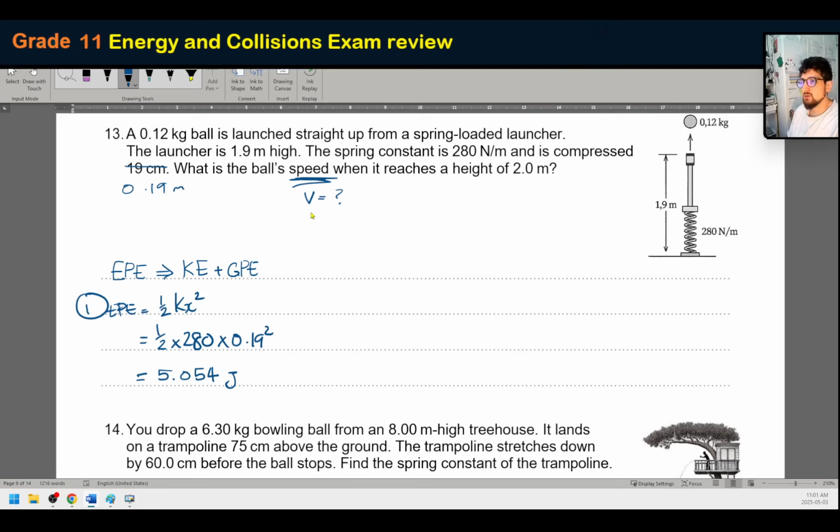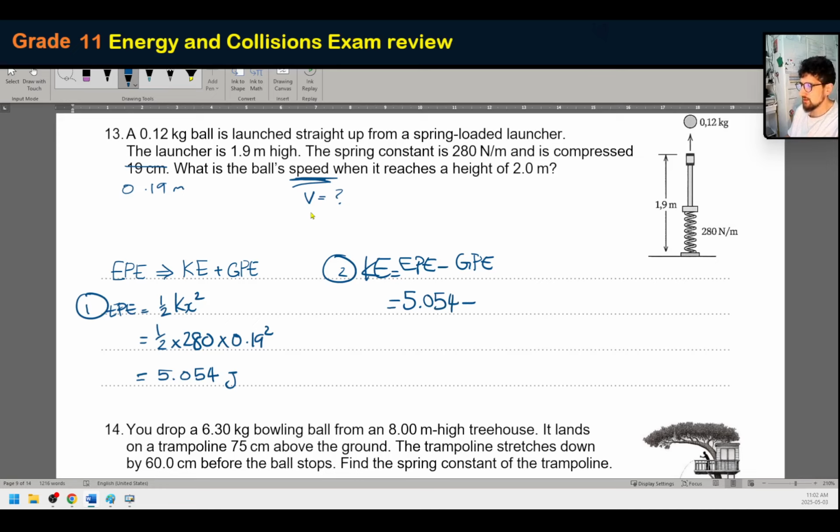So what I need to do is figure out that this here, kinetic energy, is going to equal elastic potential energy minus gravitational potential energy, because the ball is gaining height, yeah? So I need to reduce that. I need to remove that. So this is where, okay, well, we've got the elastic potential energy right here. We've got a numerical value for it. So it's 0.054 minus the gravitational potential energy.